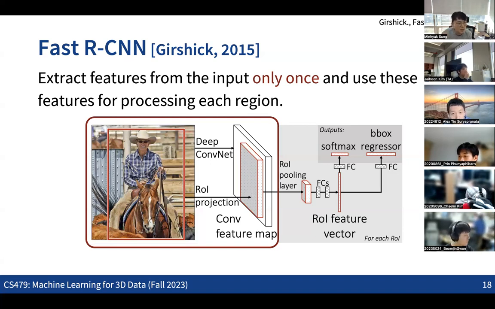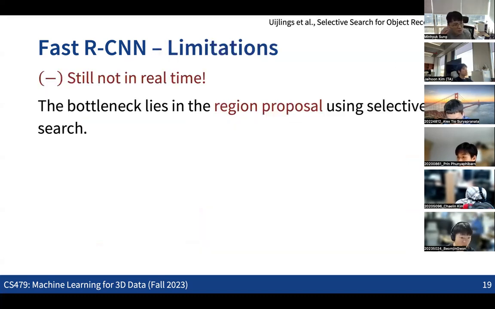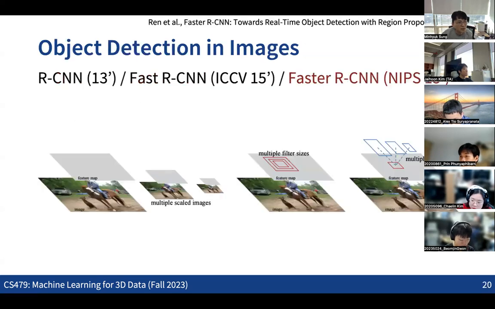This can save some time when processing lots of images, but the bottleneck still lies in getting the region proposals. As I said, this is the process where we run some kind of hierarchical merging of the regions, and that takes some time to get all the proposals. So the next idea was how we can also save time for the region proposal. The idea is that we also use the neural network to propose the regions, not using some kind of non-learning-based algorithm.